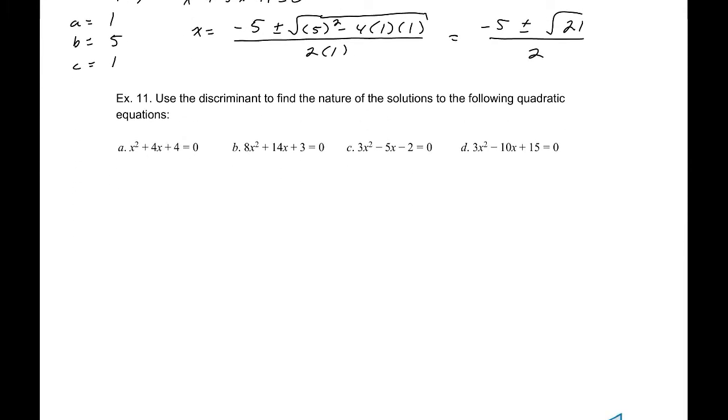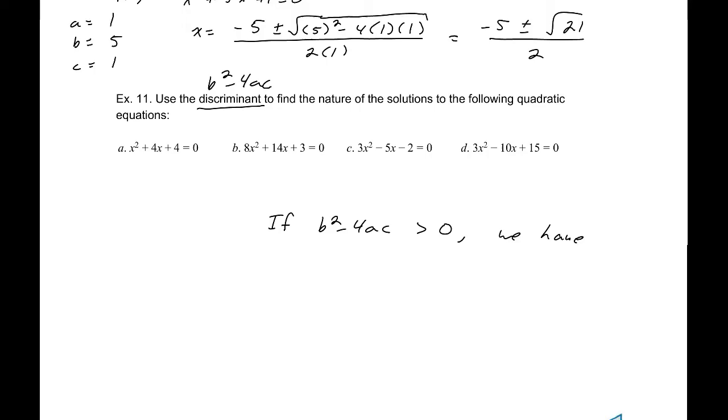All right, example 11. Use the discriminant to find the nature of the solutions of the following quadratic equations. The discriminant is a part of our quadratic formula. b squared minus 4ac, the radicand in that, tells us how many solutions we have, and that's what it means by the nature of the solutions. So if b squared minus 4ac is greater than 0, we have 2 real solutions.